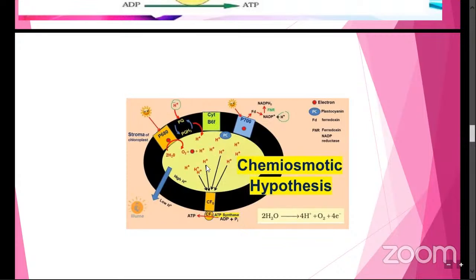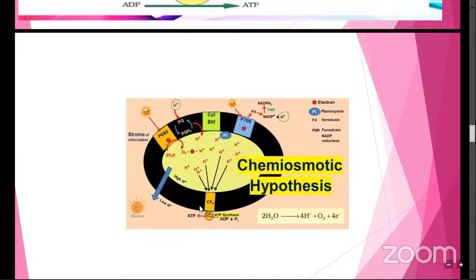As a result of these two actions, that means by utilizing the energy, the cytochrome complex pumped the protons into the lumen, and photolysis of water also released protons into the lumen. So the concentration of protons increases in the lumen compared to the stroma. There is accumulation of protons, which creates a high concentration of protons in the lumen and a reduced concentration in the stroma. At this moment, the lumen protons show interest in entering into the stroma through some particular protein particles, which are called F0 and F1.